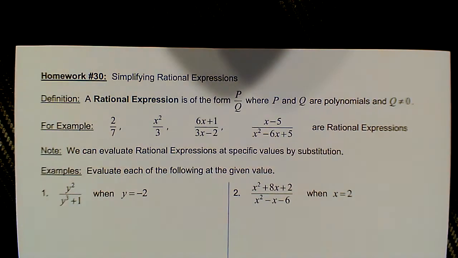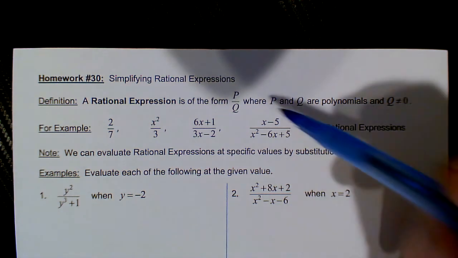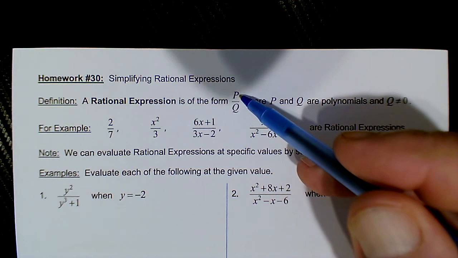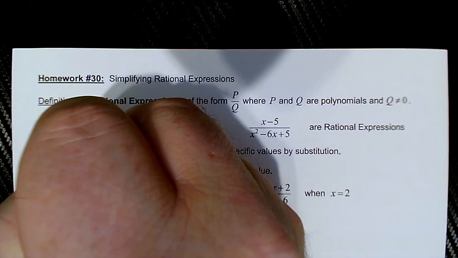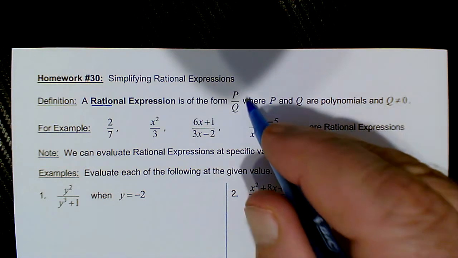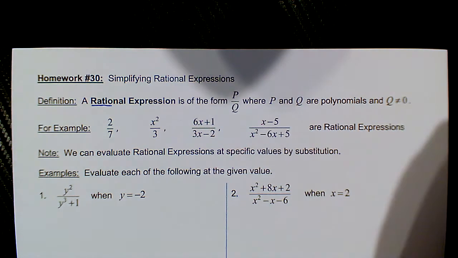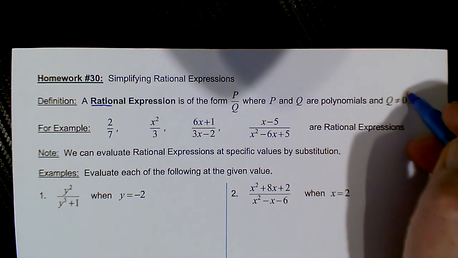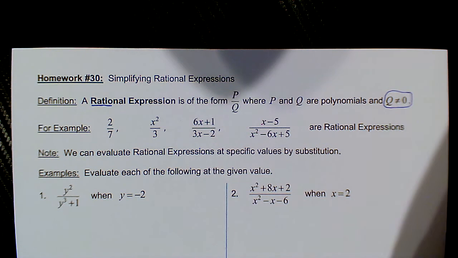Hello everyone, here is homework number 30, simplifying rational expressions. We first define a rational expression to be basically of the form of a fraction, so ratio, rational, a fraction of two polynomials. So we say p over q, where p and q are polynomials. And something important, of course, is that q cannot equal 0, because we would have division by 0.